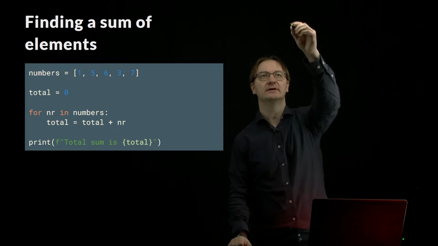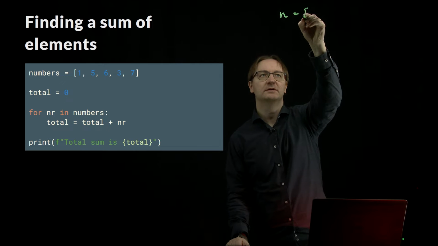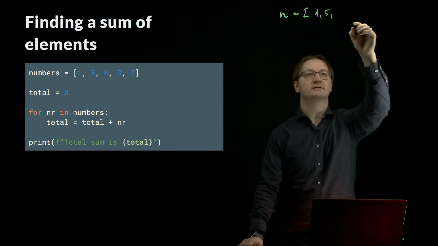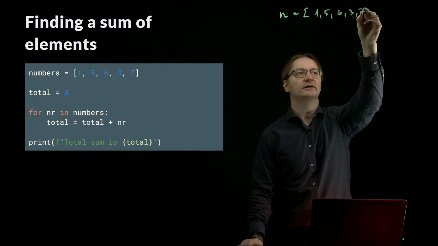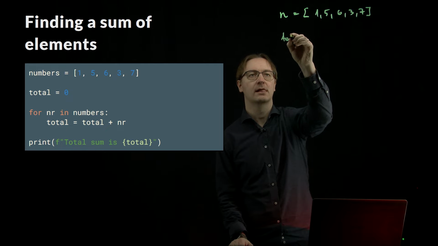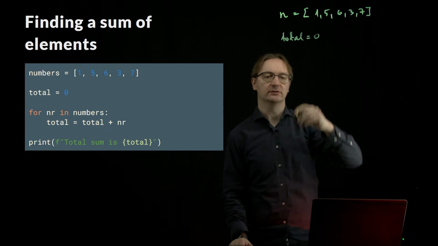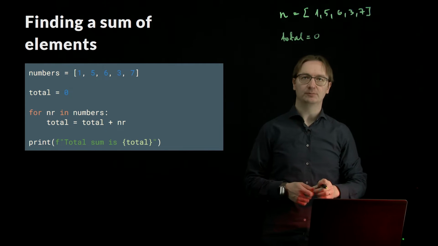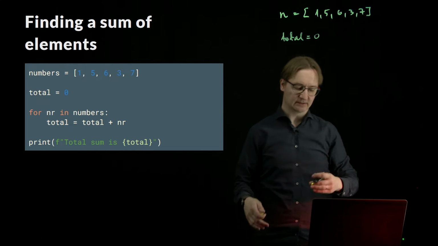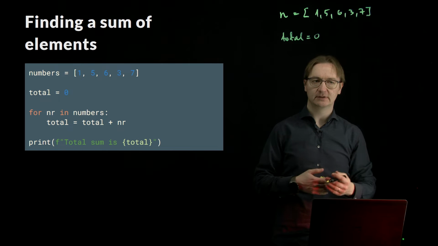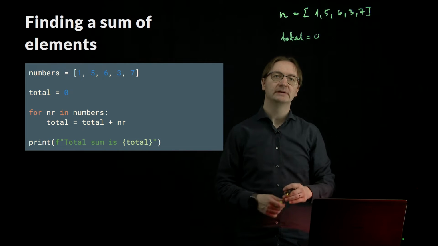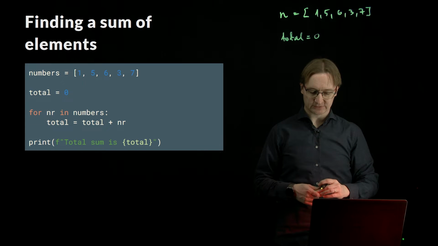So first, we have a variable, numbers, and here are the numbers: 1, 5, 6, 3, 7. And now we have a variable total, which is 0 in the beginning. And now we have a loop. The loop takes elements from this list and then adds those values into this total value. And let's see how it works.